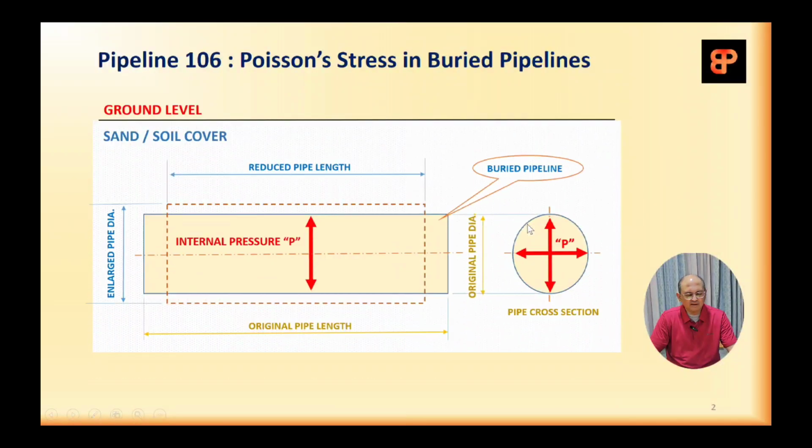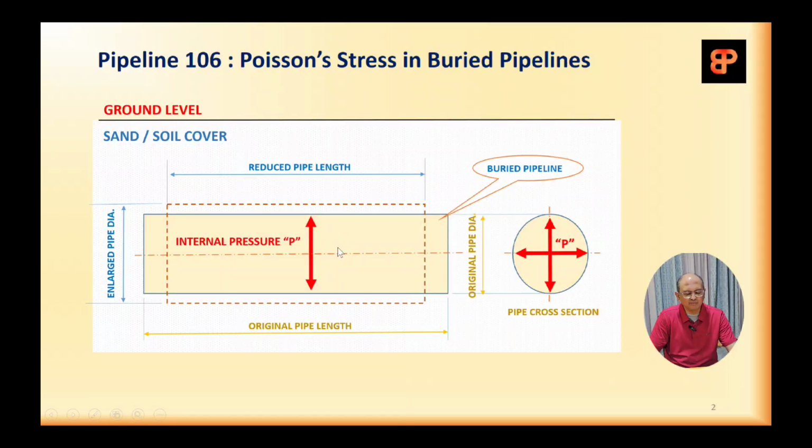I have made this schematic in which I have shown one buried pipe. This is the ground level, and there is a sand or soil cover. This is a pipe of diameter D and length L. This is just one section considered for the explanation. There is an internal pressure P acting in the pipeline in all directions, because of which the pipe is supposed to expand or enlarge in diameter. The pipe has a fixed mass, a fixed diameter and a fixed thickness.